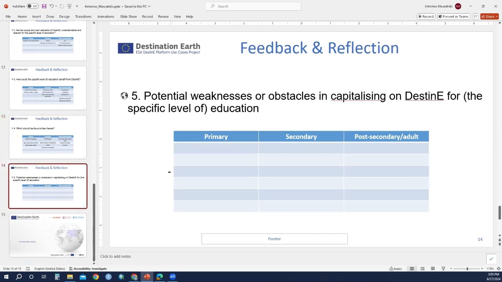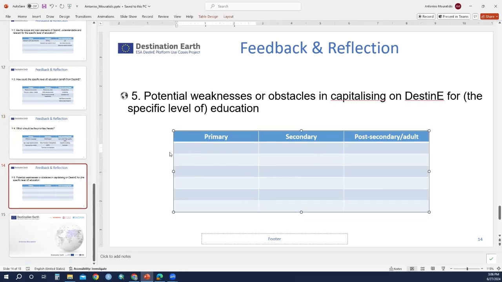And finally, we have the potential weaknesses or obstacles that we could have on the way to exploit DestinE. Eleni? Yes, this is what you said, and also said in the previous question, for the secondary group, teachers might not know how to implement it in their lessons, and maybe it is too much information for young children to understand. Katerina? The language constraint came up again.